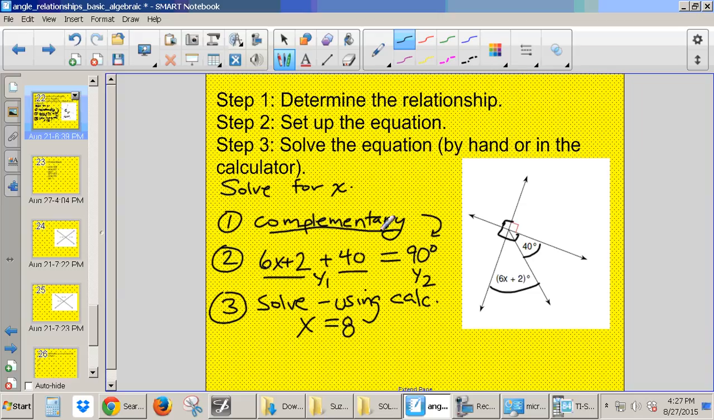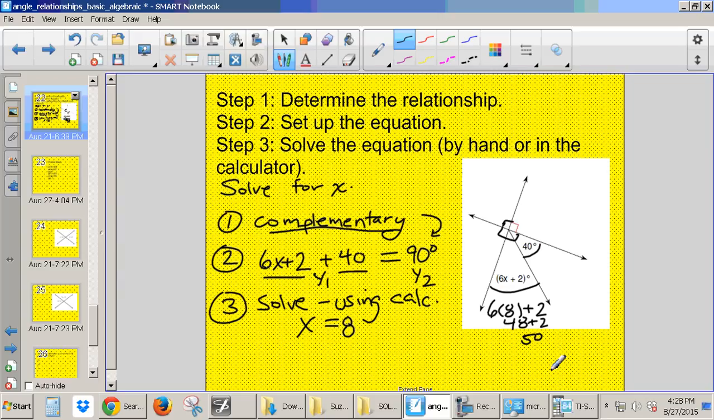To do a quick check to make sure that my answer is reasonable, I'm going to take 6x plus 2, and I'm going to substitute 8 for x. 6 times 8 is 48. When I add 2 to that, I get 50. And now remember, we said that 40 and this angle together should make 90, and 40 plus 50 is 90.